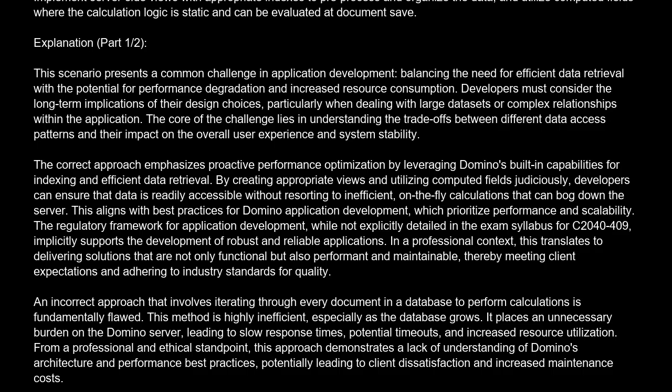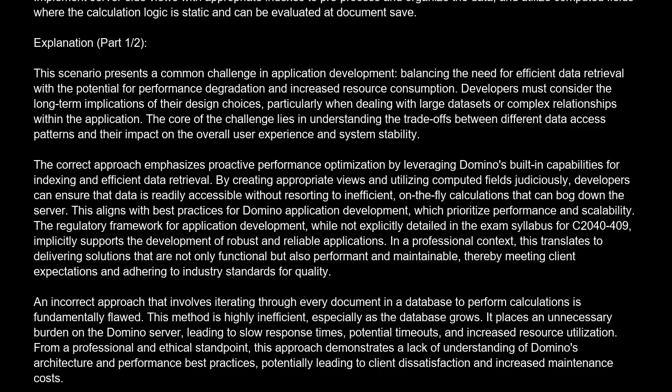An incorrect approach that involves iterating through every document in a database to perform calculations is fundamentally flawed. This method is highly inefficient, especially as the database grows, and places an unnecessary burden on the Domino server, leading to slow response times, potential timeouts, and increased resource utilization. From a professional and ethical standpoint, this approach demonstrates a lack of understanding of Domino's architecture and performance best practices, potentially leading to client dissatisfaction and increased maintenance costs.